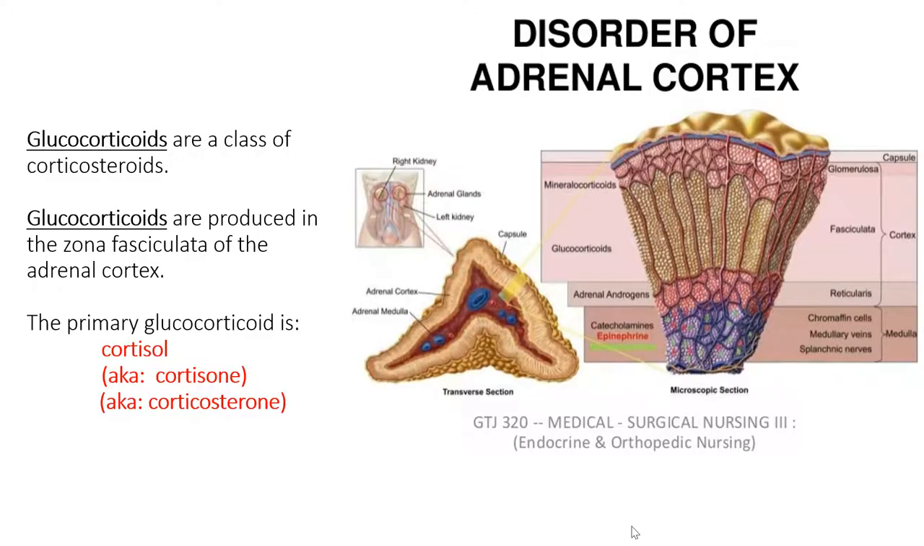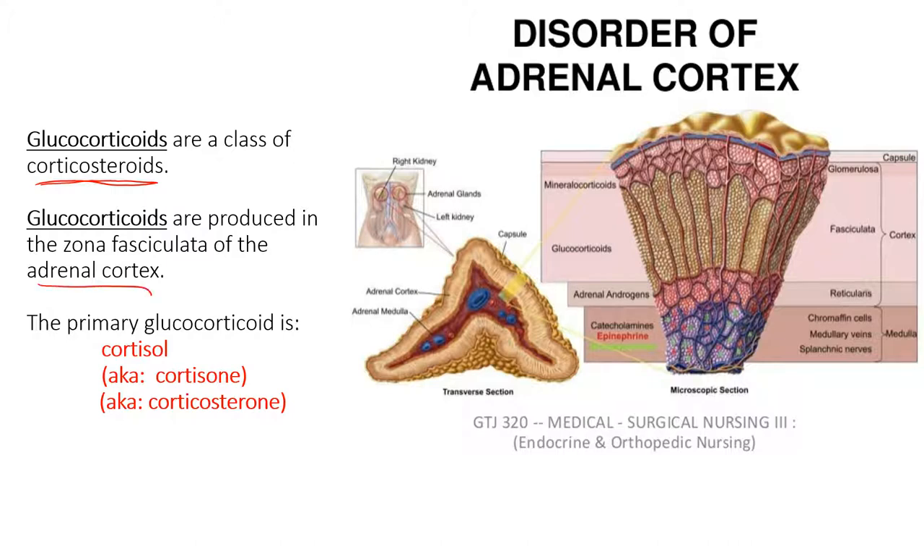Just to remind you guys of the structure of the adrenal glands. So glucocorticoids are actually a class of corticosteroids. So corticosteroids is your umbrella term, right? And glucocorticoids is a type of that. So this can even be broken down a little bit. Now, glucocorticoids are produced in the adrenal cortex.